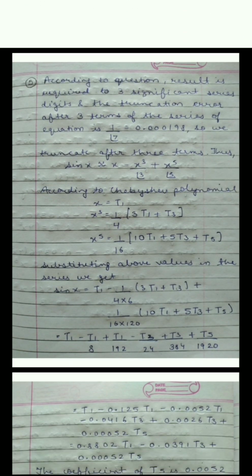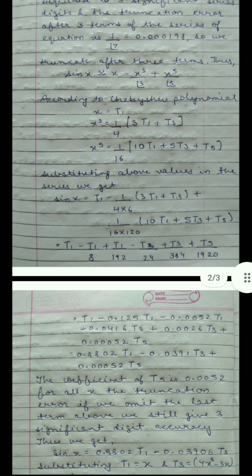Economize the sin x series to obtain 3 significant digit accuracy. According to the question, the result is required to 3 significant digits, and the truncation error after 3 terms of the series is 1 upon factorial 7. After 3 terms, sin x is equal to x minus x cubed upon factorial 3 plus x to the power 5 upon factorial 5. Therefore, the value of x3 is equal to 1 by 4 (3 t1 plus t3) and x5 is equal to 1 upon 16 (10 t1 plus 5 t3 plus t5).